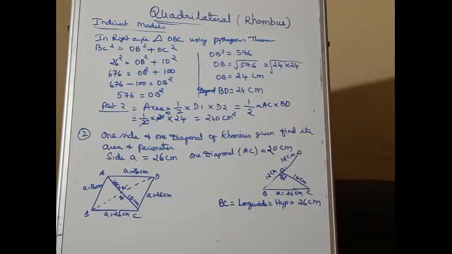See, one diagonal was given, one side was given. The property of rhombus, the diagonals cut at 90 degrees. When 90 degrees comes, children, what comes into picture? Pythagoras theorem. Draw the diagram separately. This is a famous indirect model, more marks.